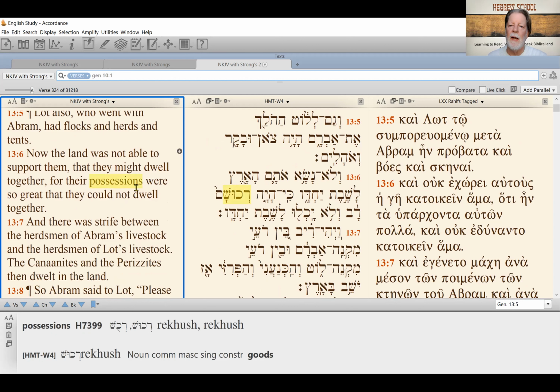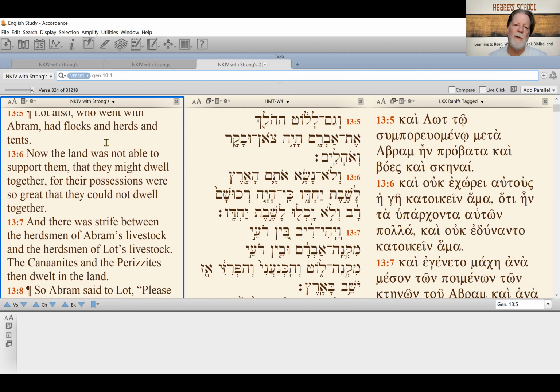Verse 5. Lot also, who went with Avram, had flocks and herds and tents. So Gam lalot haholech et Avram chaya zon uvakar va'ohalim. Okay, so also Lot, who was traveling with Avram, had zon. That's a word for sheep.